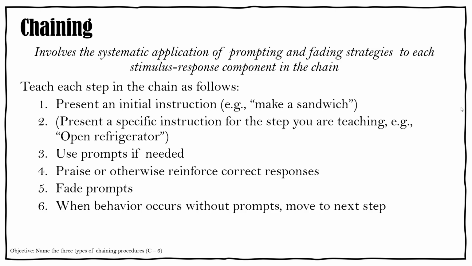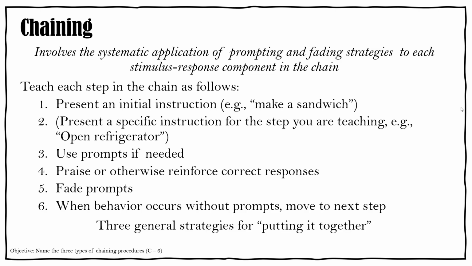If the learner doesn't engage in the specific component, then you're going to use your prompts. You're going to praise if the learner engages after your instruction, even with a prompted response. Depending upon where you are in the prompt sequence, if you do prompt at the beginning, you want to praise the correct responses even if they're prompted, and then you want to fade out those prompts. When the behavior occurs without the prompts, then you want to move to the next step.